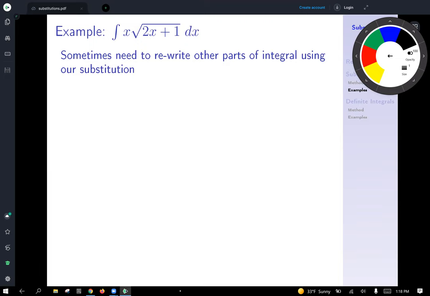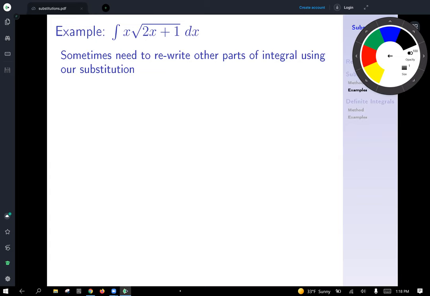So let's look at this thing and work through it together. I mean, the answer is there, but let's not read it. Let's see if we can come up with it. Okay, so what would you like to try for your u substitution? Reckless confidence, absolutely right. The thing that's trapped under the root, 2x plus 1.